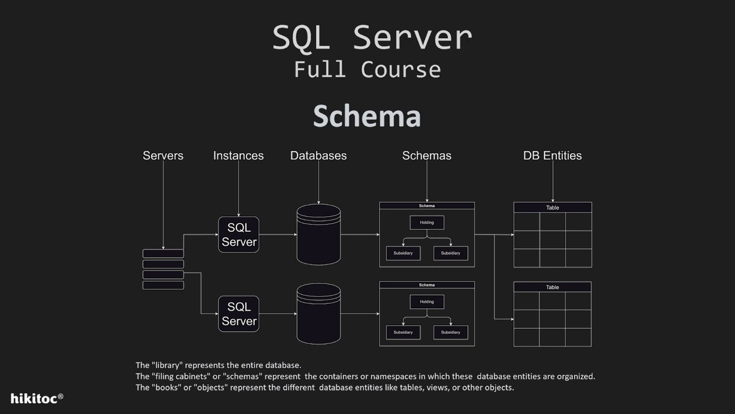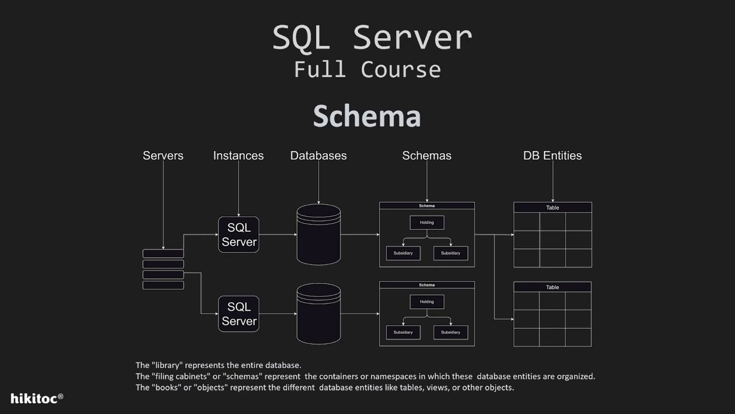Think of a schema as a filing cabinet in a large library. The library represents your database, containing a variety of books which are objects. These books are stored in different filing cabinets, each of which corresponds to a schema. Each filing cabinet or schema is labeled with a specific category or topic, such as history, science, or fiction.